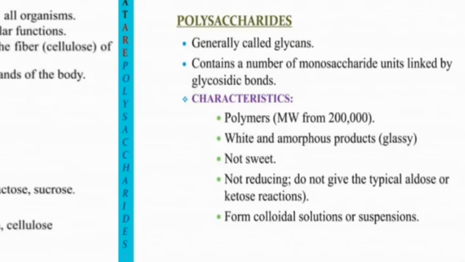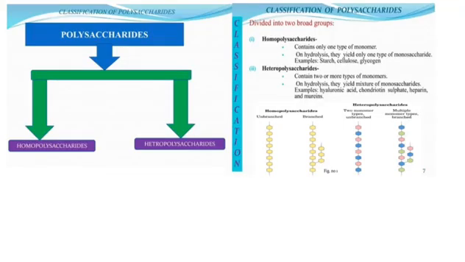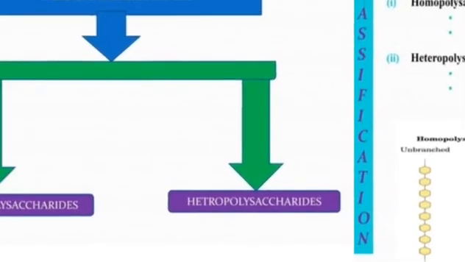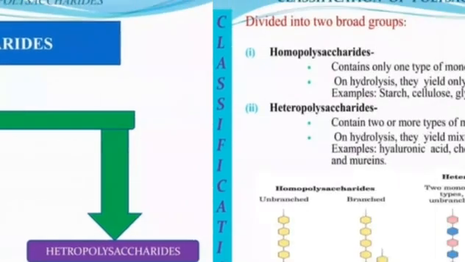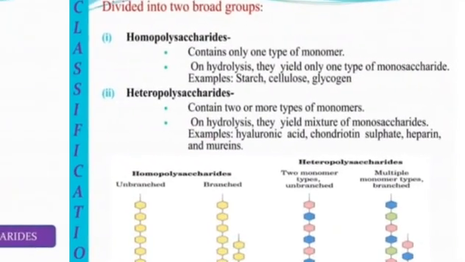There are generally 2 types of polysaccharides: the homopolysaccharides and the heteropolysaccharides. What is homopolysaccharide? Homopolysaccharides contain only 1 type of monomer. On hydrolysis, they yield only 1 type of monosaccharide. Examples: starch, cellulose, and glycogen.